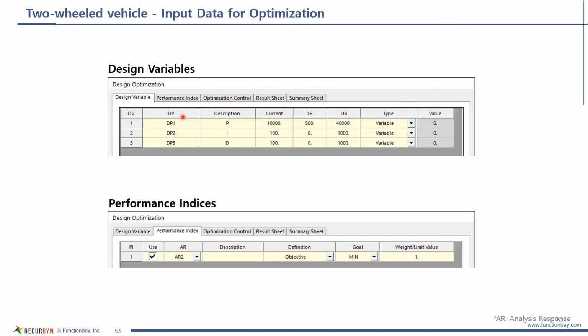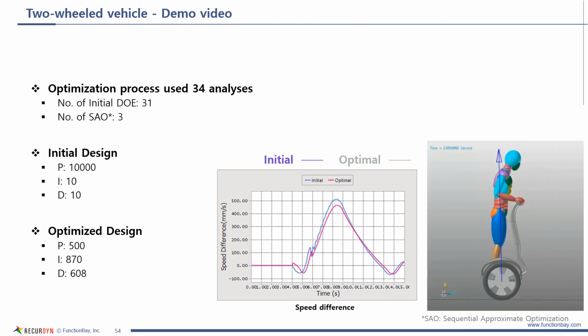You can find that the design variables and the performance index were set as described in the previous page, PID and speed difference to minimize it. The optimization of this model ran 34 analyses. The number of DOE to create the initial meta model was 31, and only 3 simulations were performed for optimization.